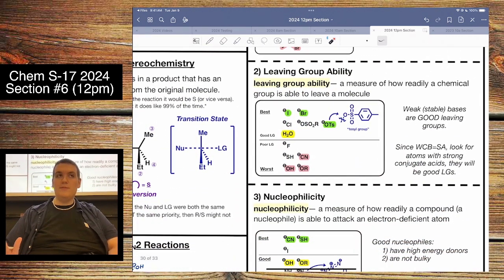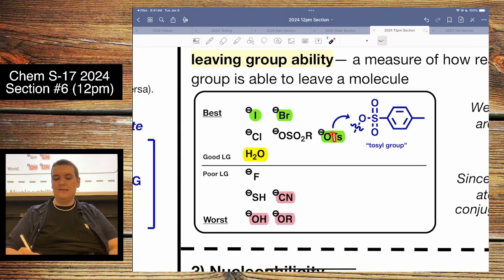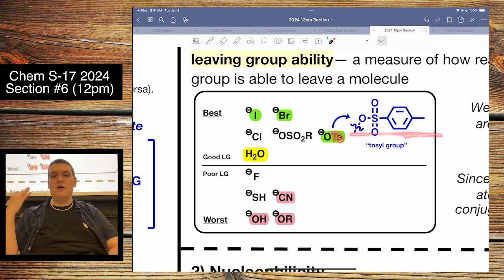We also have leaving group ability, which is just how likely is this thing to leave and be kicked off, which we have a way of ranking with pKa values of conjugate acids. One I'll point out here is this tosylate, which we abbreviate OTs, and it has this structure. The reason I'm pointing it out is because it will come back in lecture 7 tomorrow. So you're going to learn another reaction with the tosyl group.